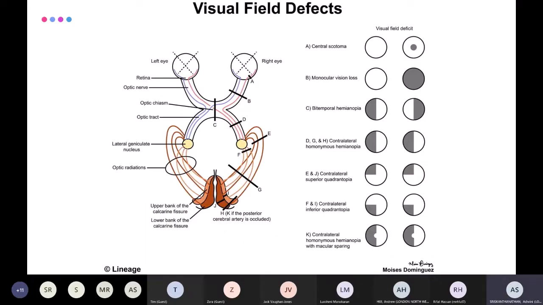So, not going to go through everything. But this diagram I found really useful, and this is something that I've kept in my notes because I found it very useful. Just going through the different defects and where the lesions would be in the visual field. So that's your optic chiasm. I'm just going to go through the one specific to this SBA.